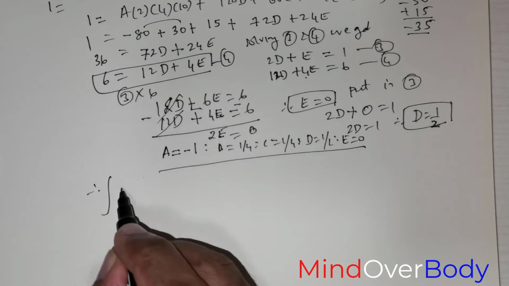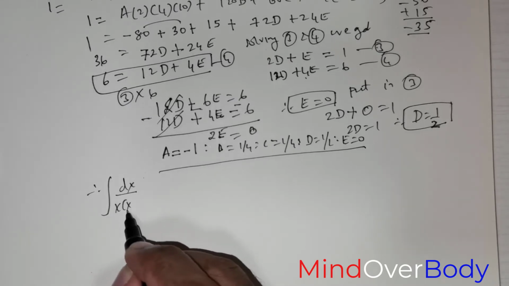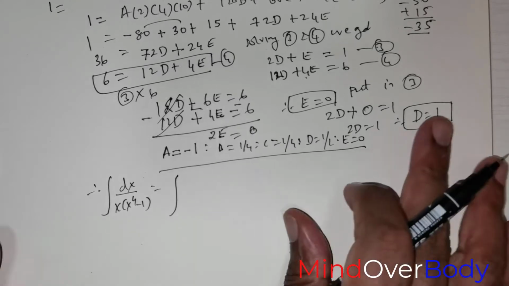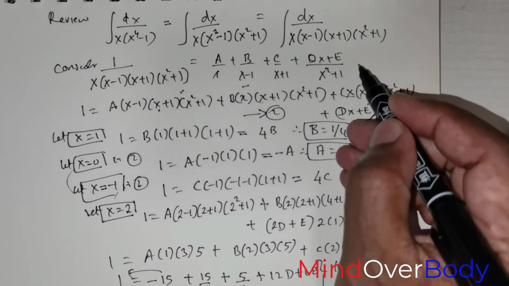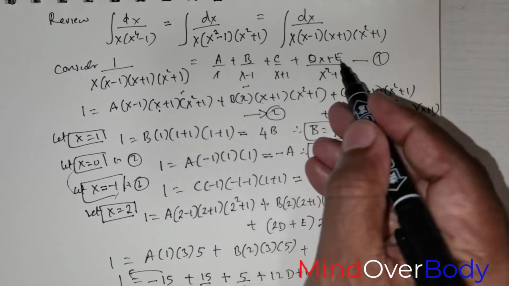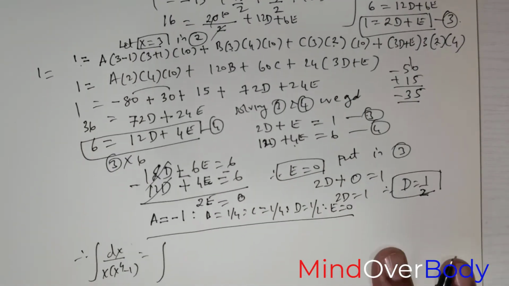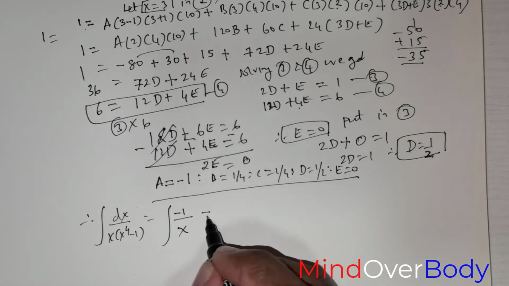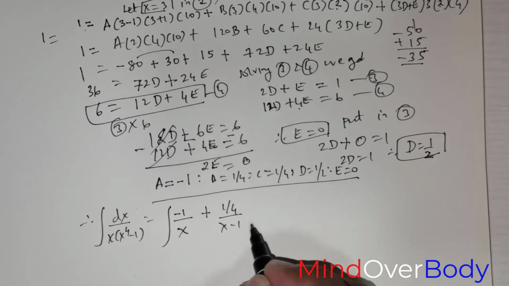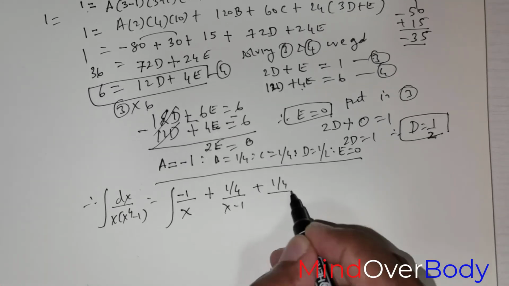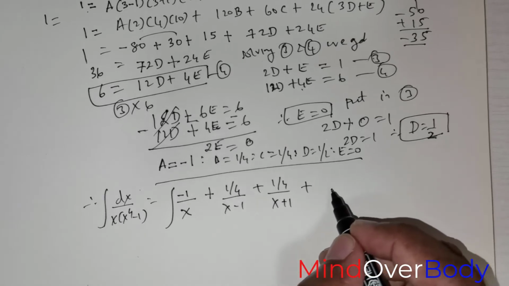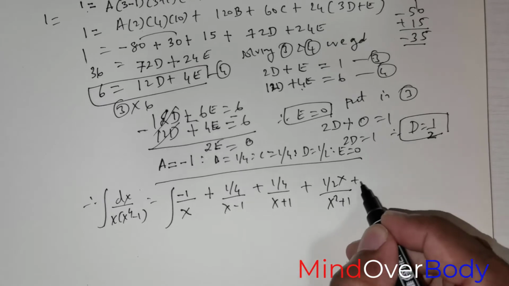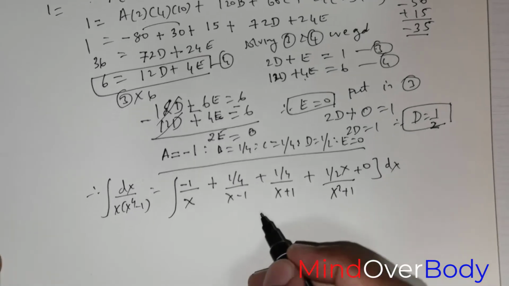So therefore the integration is integration of dx over x times x to the power of 4 minus 1, rewritten using the partial fractions, which is over here, right? If I take this as 1, I'm going to substitute the values of a, b, c, d, e. So that would give me negative 1 over x, plus 1 over 4 times x minus 1, plus 1 over 4 times x plus 1, plus 1 over 2 times x over x squared plus 1. My e is 0, so that goes off. So this is what I've got.